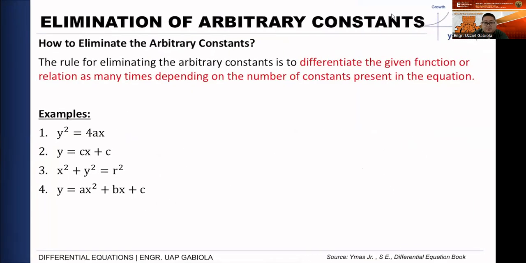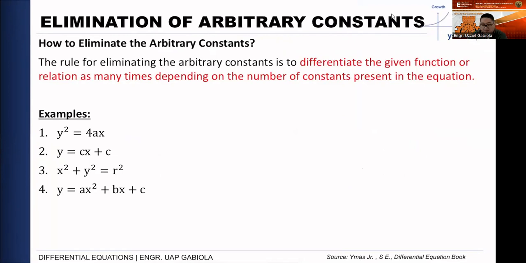The rule for eliminating the arbitrary constant is to differentiate the given function or relation as many times depending on the number of constants present in the equation. So meaning kung ilan yung arbitrary constant sa isang equation, yun yung number o yung ilang beses mo siyang kailangan i-derivative, no? So we have here 4 examples ng equations. So identify lang natin kung ilan ang arbitrary constant niya and ilang beses natin siyang i-derive, no?